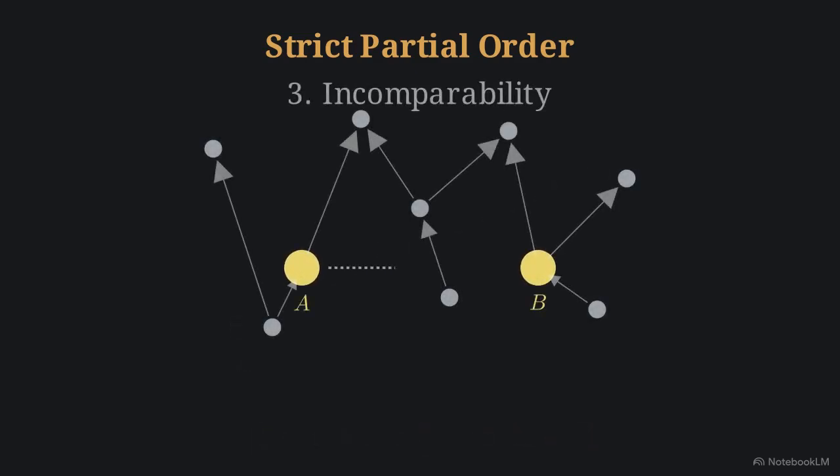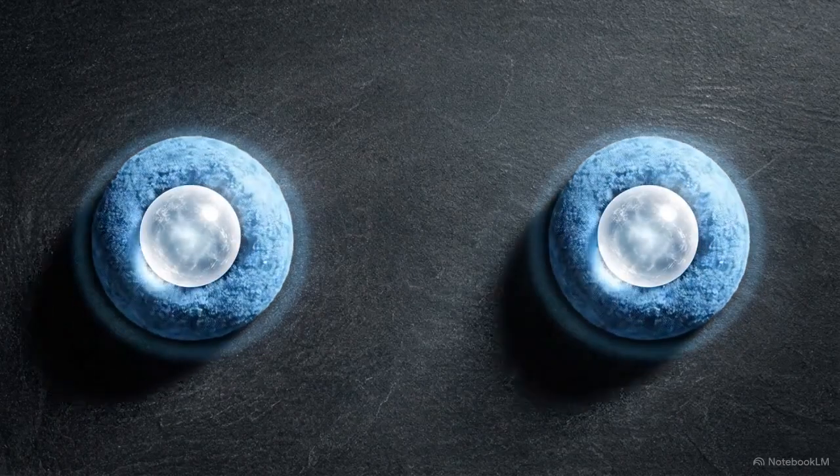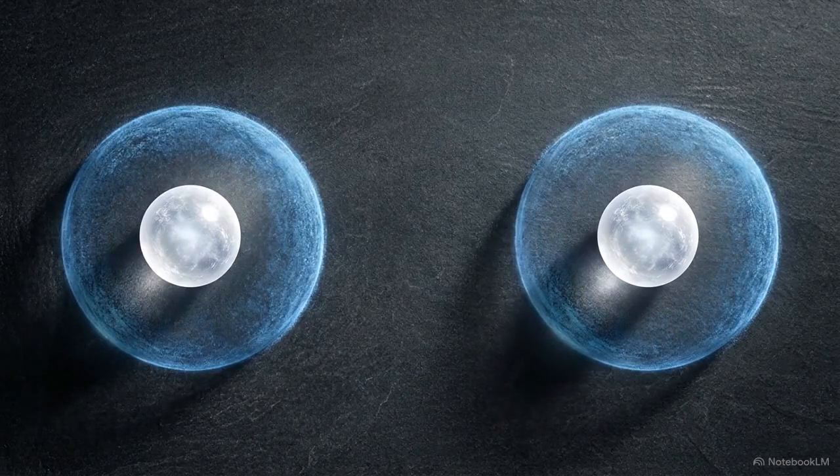Finally, the order is not necessarily total. Two events can be incomparable, meaning they have no connecting arrows at all. This incomparability is the mathematical expression of space-like separation. It allows the causal structure to account for events that can never influence each other.